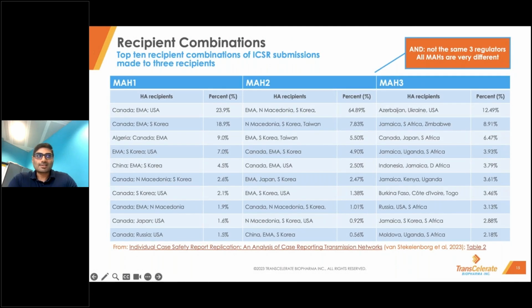As a post hoc analysis, 3 member companies looked at the combination of 3 recipients. And what we noted is presented in table 2 of the publication. Typically, it's not the same 3 recipients, and the combination of recipients is heavily influenced by the marketing authorizations held by the member companies for their respective products. Next slide, please.